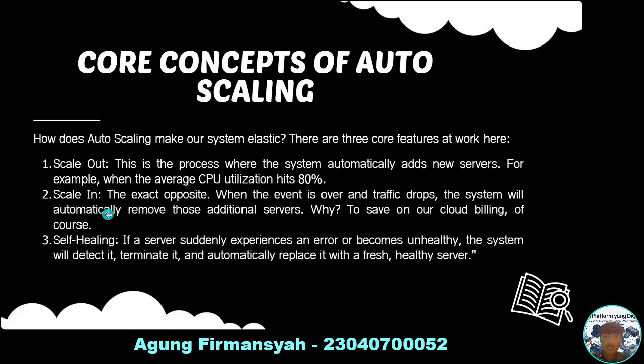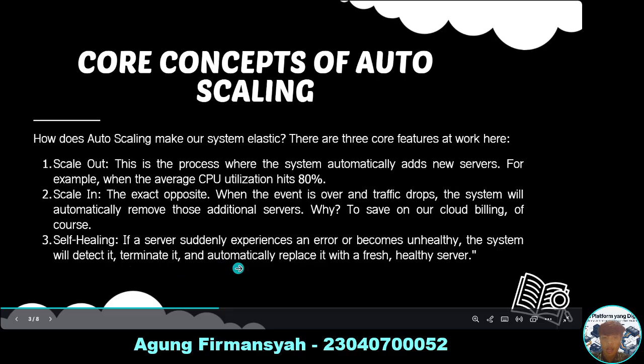The second, scale in. The exact opposite, when the event is over and traffic drops. The system will automatically remove those additional servers while on our cloud billing. Of course, the last feature is self-healing. If a server suddenly experiences an error or becomes unhealthy, the system will detect it, terminate it, and automatically replace it with a fresh, healthy server.